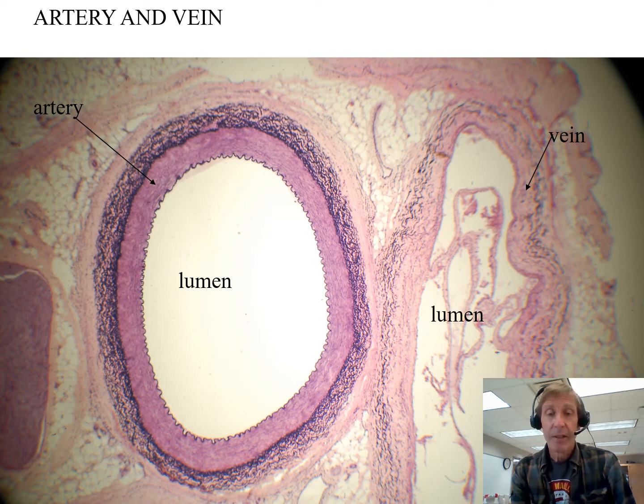So let me change my pointer out a little bit. All right, so you just recognize this as an artery here. And this other one over here is a vein. On the artery, I'll usually look at the layers. So let me click to the next slide and we'll look at the tunica intima, which is that dark line there, tunica media and tunica externa of the artery.